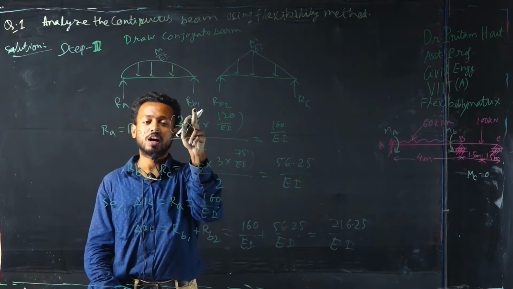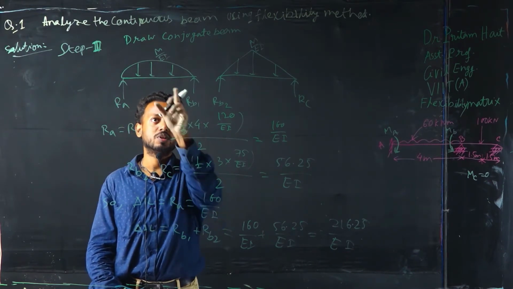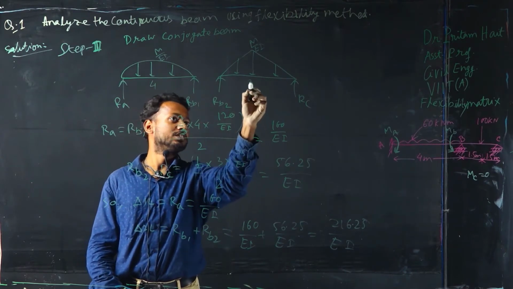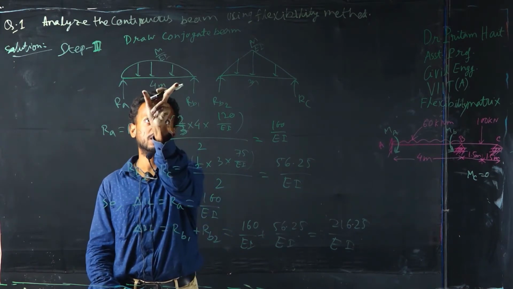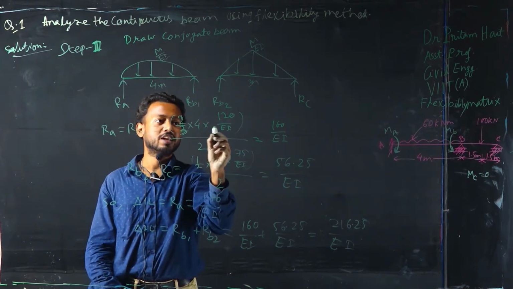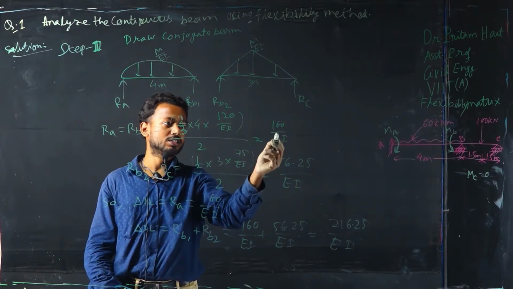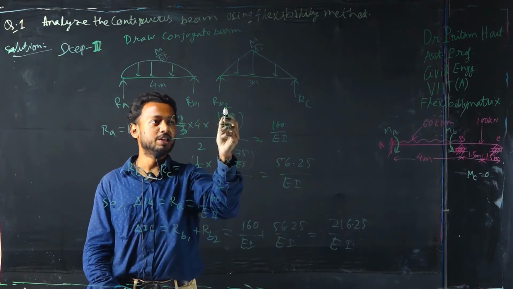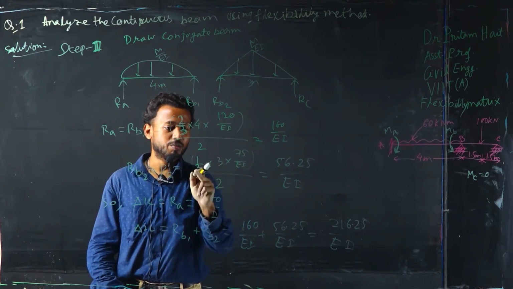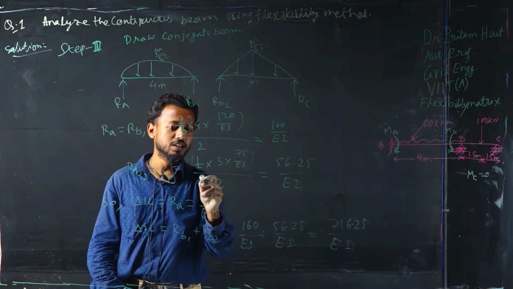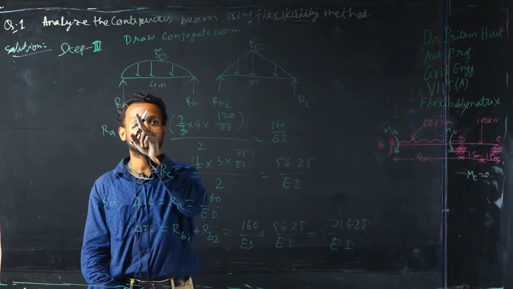So RA equals RB1 equals the area of this parabola, that is 2/3 of length. This is 4, this is 3. Okay, so 2/3 into L into M by EI, which I calculated in the previous step, that is 120 by EI, divided by 2 equals 160 by EI. Similarly, RB2 equals RC equals half into base into altitude. So base is 3 and altitude is 75 by EI, and divided by 2 you get 56.25 by EI. So you have calculated all the reactions.